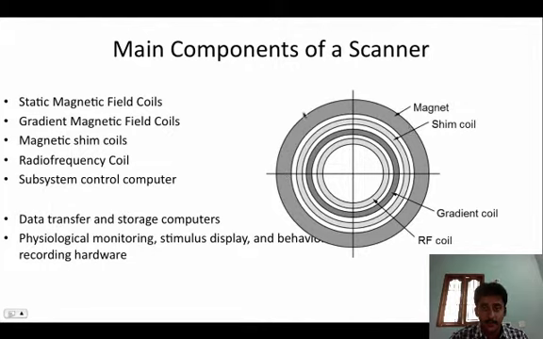This shows a cross section of the MRI sensor, which has a main magnet in the outer radii, and then a shim coil, a gradient coil, and finally a radio frequency coil, which detects as well as radiates energy. It detects the emitted energy, and we use RF to align the protons in the required manner to obtain the longitudinal magnetization or transverse magnetization by energy transfer and phase coherence.